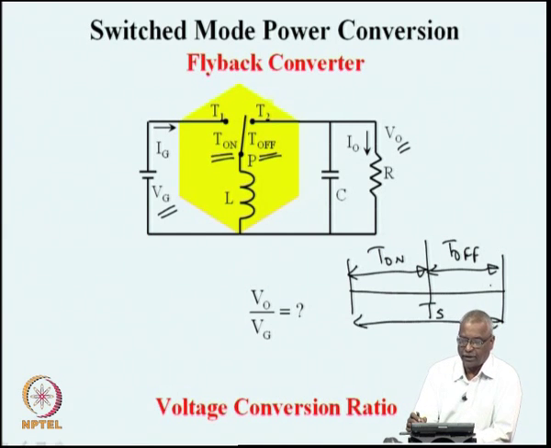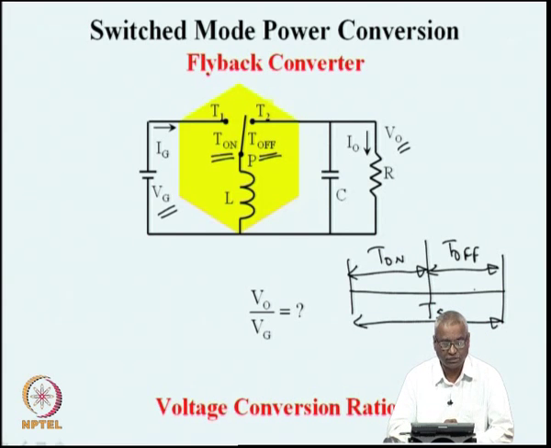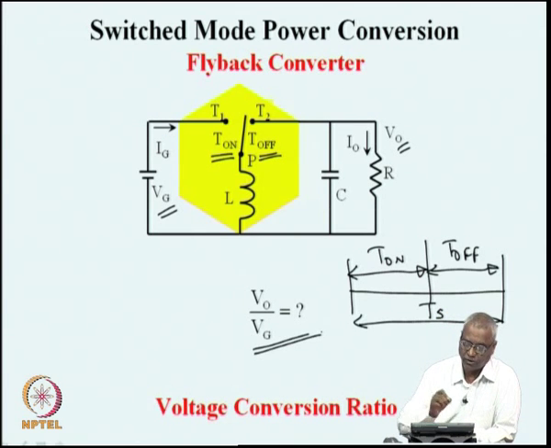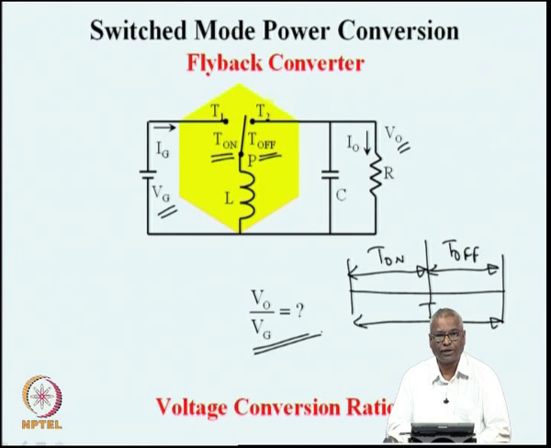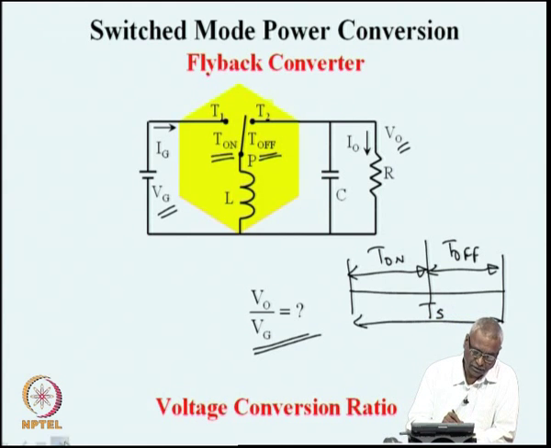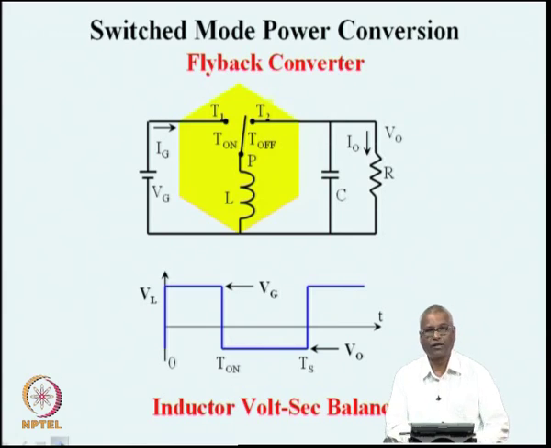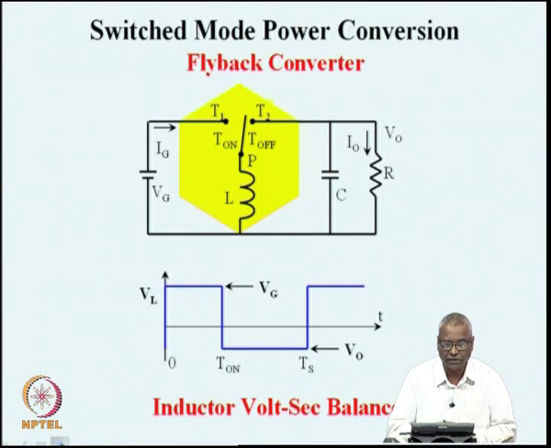So, under that condition, if everything is ideal, the inductor does not have any resistance, the switches do not have conduction drop, the switches operate instantly. With all these simplifying assumptions, we like to know what is the ratio of V naught by Vg, and this is obtained by applying the inductor volt second balance. We have done this twice before, once for the buck converter and once for the boost converter. The method is very simple.